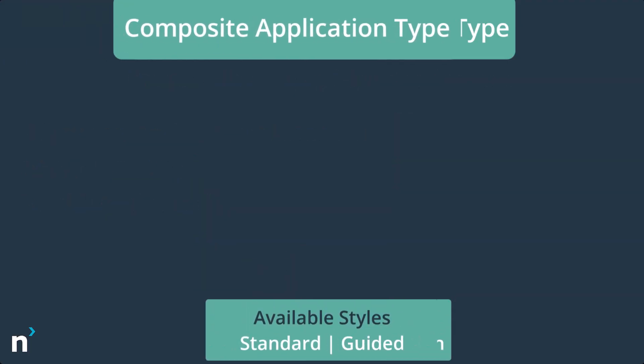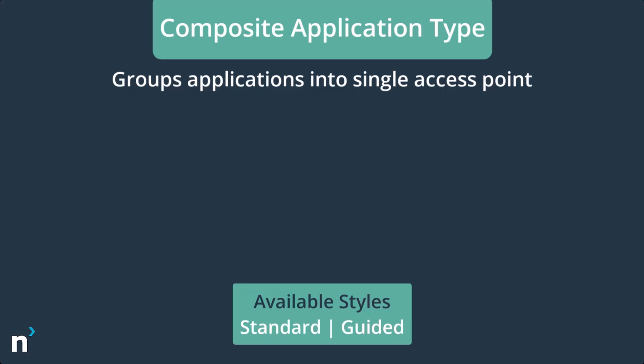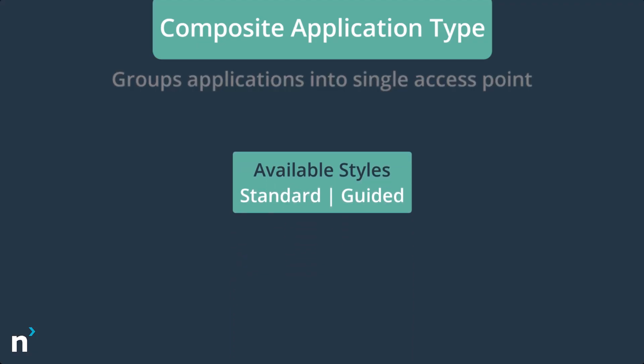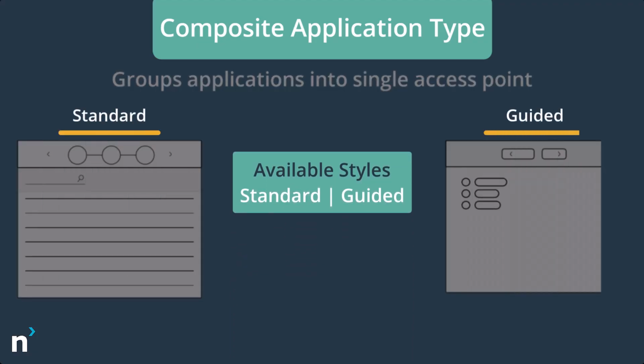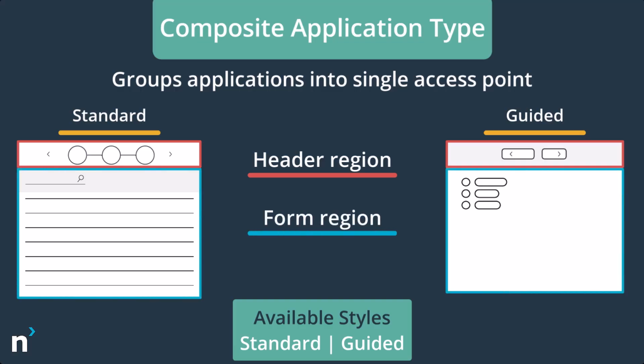The composite application type allows you to group existing related applications into a single access point. This allows users to easily navigate between applications without using the main menu or application links. This application type has two available styles: standard or guided. Both styles have a similar layout with the header region at the top to navigate between application steps and an application form region below to view, edit, or create data in the specific step.